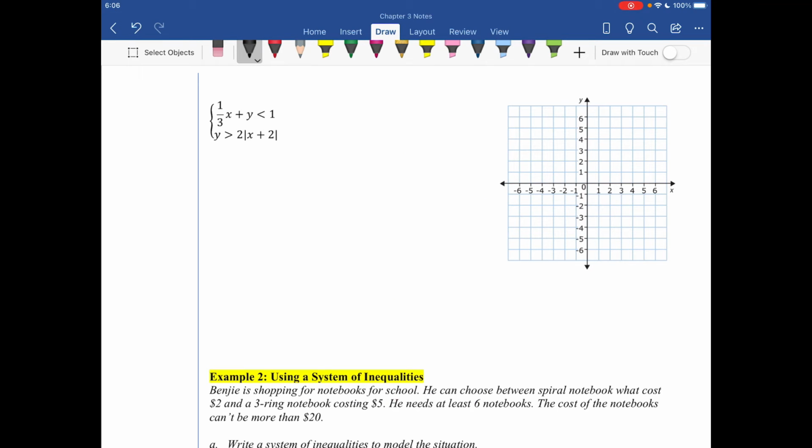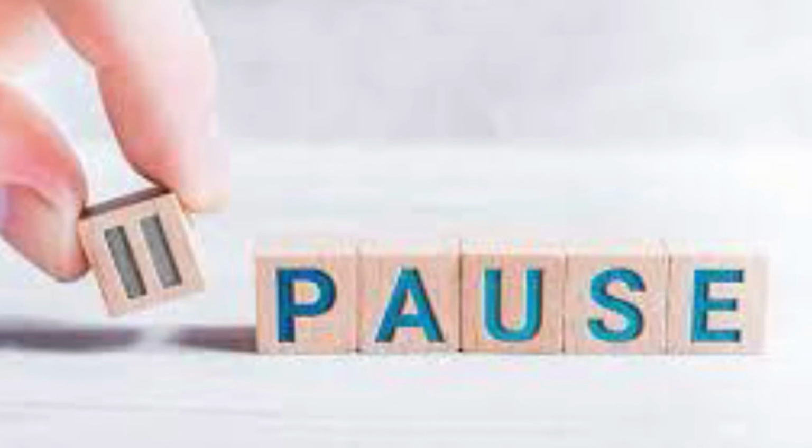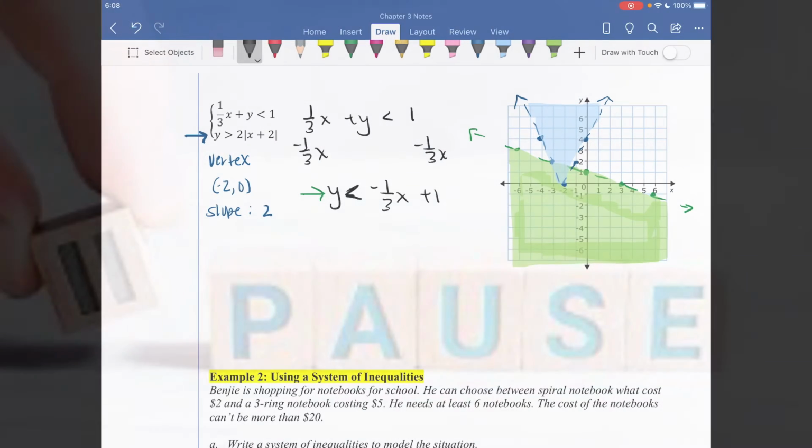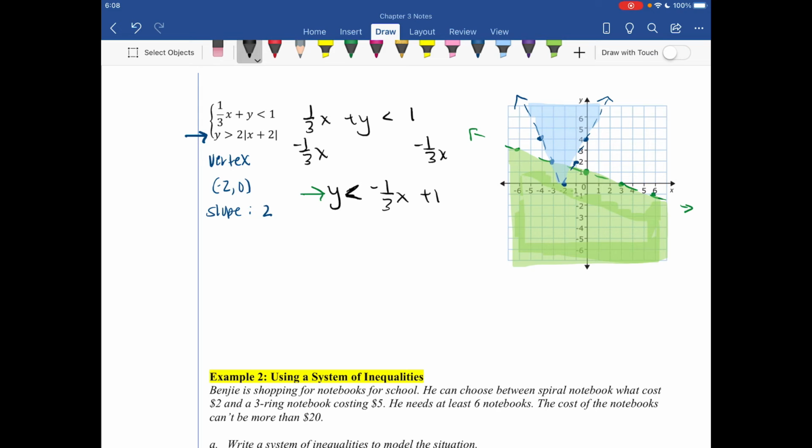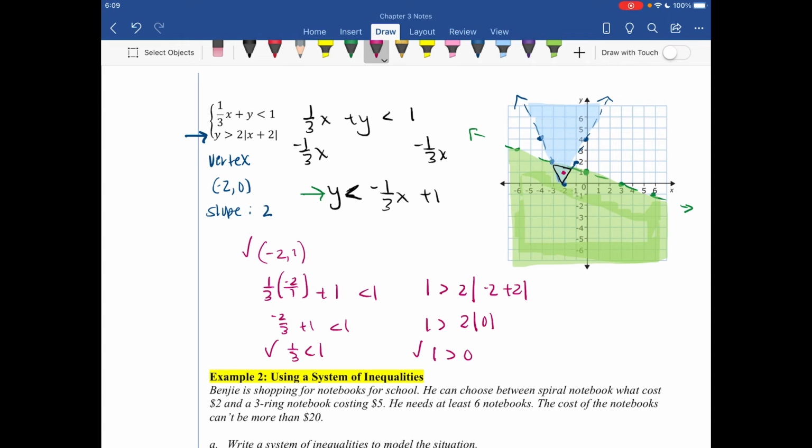Go ahead, pause the video, and give this one a try on your own. On this example, you should have all dashed lines. You should have one linear and one is an absolute value with a vertex of (-2, 0) and a slope of 2. You're going to find there's just a small solution region right here. You can pick a test point like (-2, 1), plug them both in, and you do get 2 true statements, so you found the correct solution region.